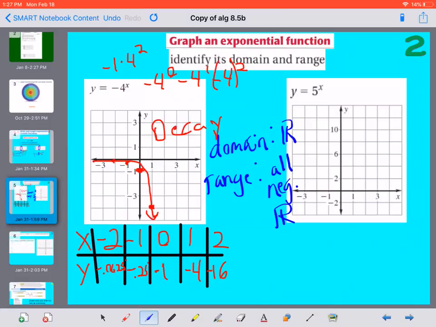Alright, I want you guys to try this next one on your own. So graph that, draw a table, find the domain and range. If you're getting confused, make sure you put these numbers in your calculator to get your exact answers.